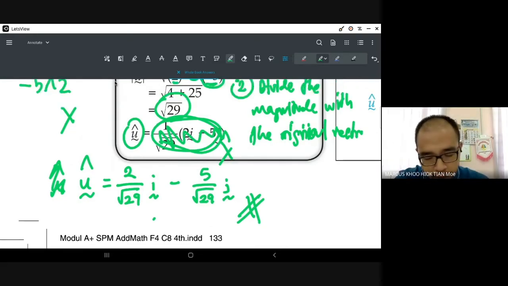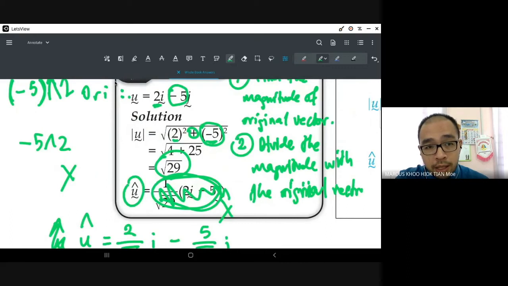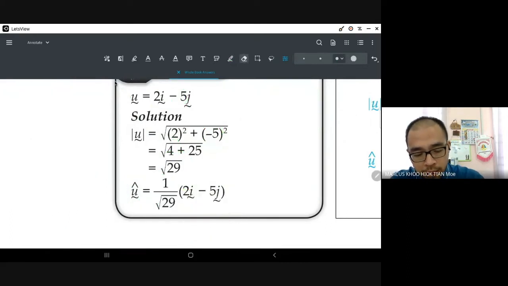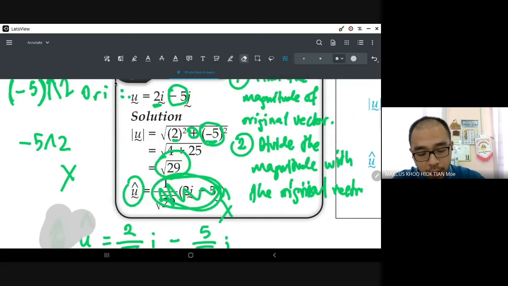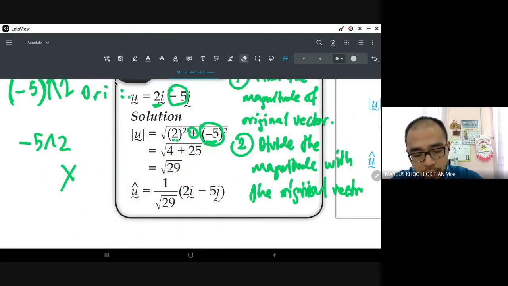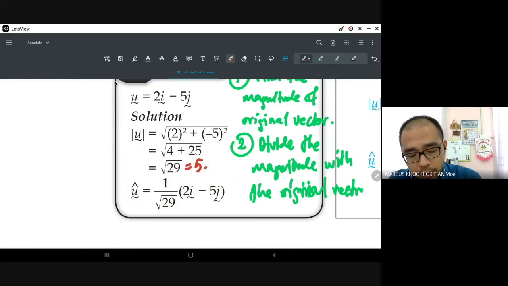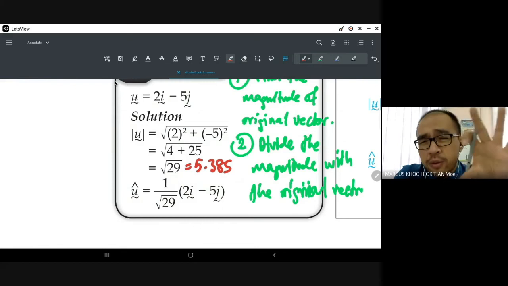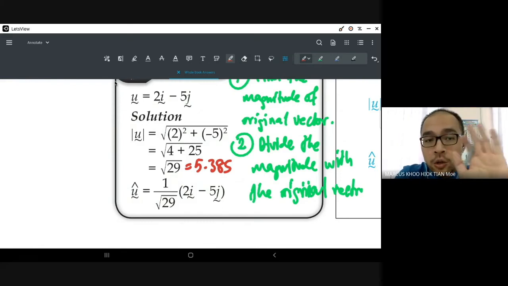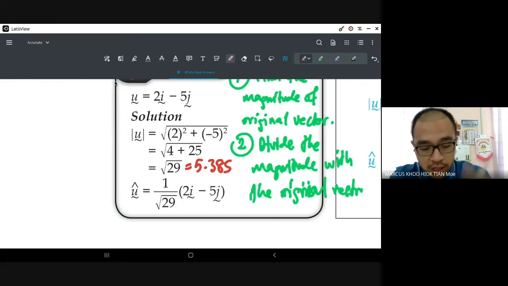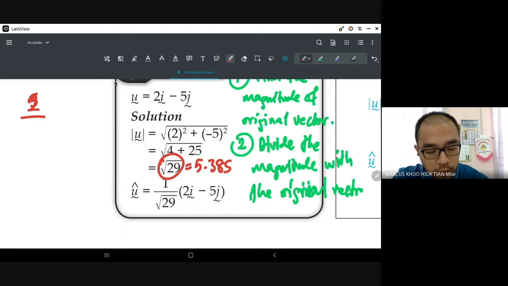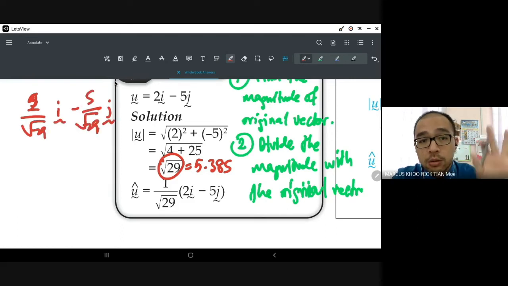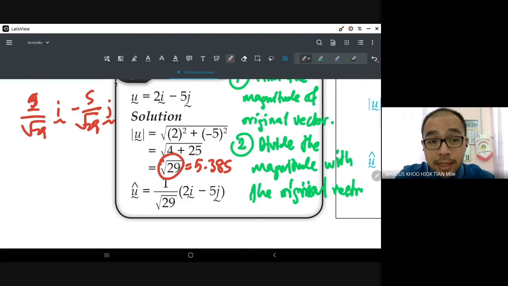Now, sometimes when you calculate the magnitude, you will get a very ugly number like this one. What is the square root of 29? Anybody? 5.385 or something like that. That's a very weird number, right? Don't use the weird number. Just use the square root like this. So you get 2 over square root 29i minus 5 over square root 29j. Don't go and use the decimal places.